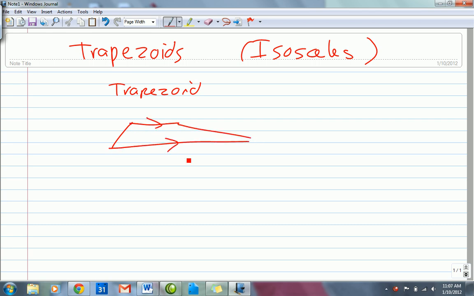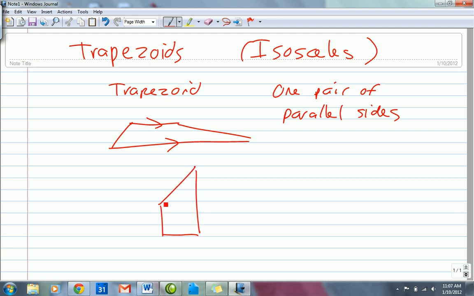So it could look like that. So we have one pair of opposing parallel sides. If we had two pairs, then it would be a parallelogram. But trapezoids only have one pair of opposing parallel sides. They could look like that, or they could even look like this, standing up. There's my one pair of parallel sides.